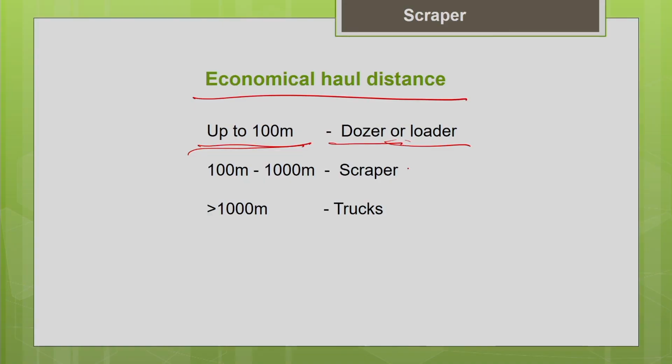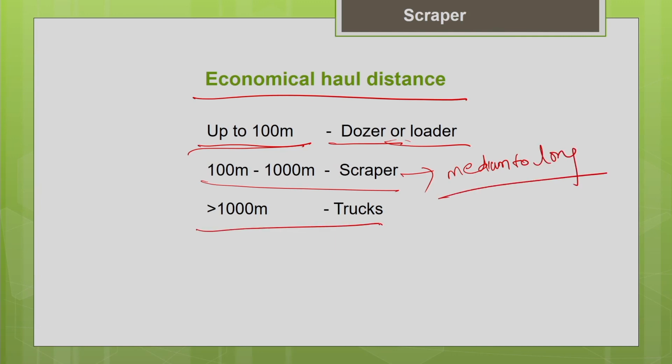If it is going to be wheel mounted, it can be even slightly more than 100 meters, so it can go up to 200 meters, but not more than that. But your scraper, you can see the haul distance is up to 1000 meters. So, it can be used for medium to long haul distance. Obviously, trucks can have very long haul distance greater than 1000 meters. So, based upon this haul distance only, we have to select the earth moving machine. So, that depends upon your project requirement.